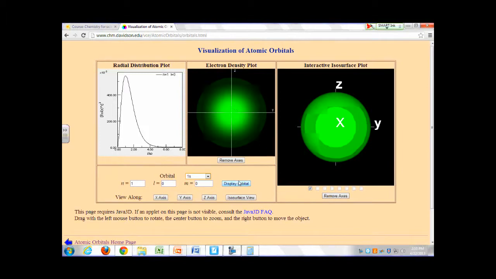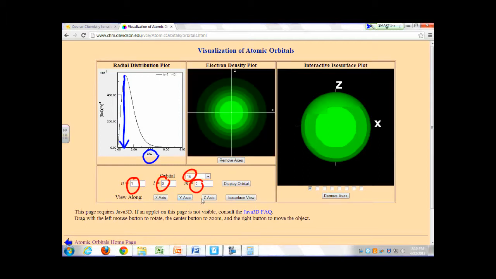These are three different ways of visualizing a 1s orbital. So this is for n equals 1, l equals 0, m equals 0. It's a 1s orbital. You can see this is the radial distribution function we talked about earlier. You'll notice the most probable distance of the electron from the nucleus is 1 Bohr radius. So r here is in terms of Bohr radius. And this is the electron density plot right here in the middle.